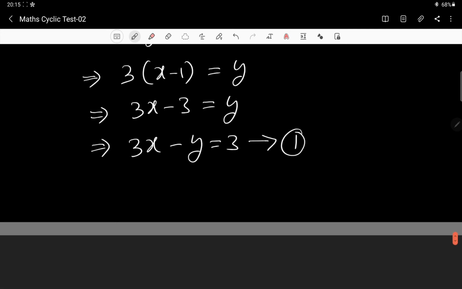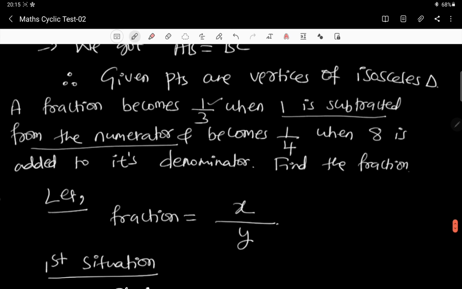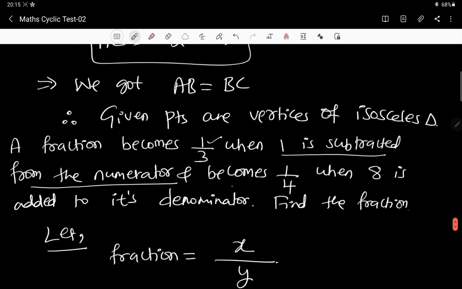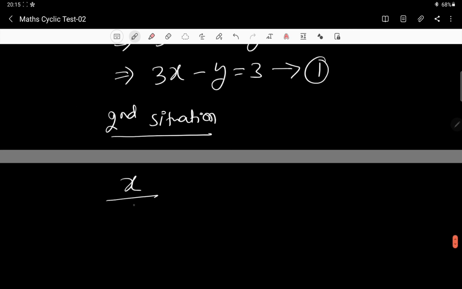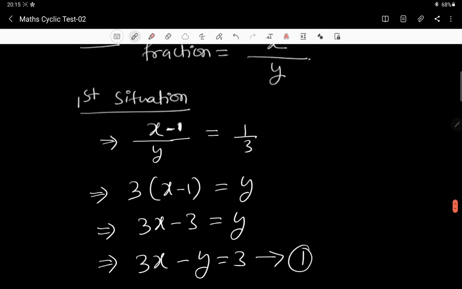Alright. Now they have given one second situation also. Second condition, or second situation. What is that second situation? That second situation is like that: the fraction becomes 1 by 4 when 8 is added to its denominator. So the fraction is x by y. If 8 is added to the denominator, how much is it becoming? 1 by 4, no? That's what they are telling.